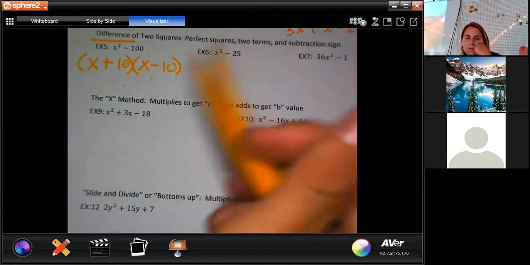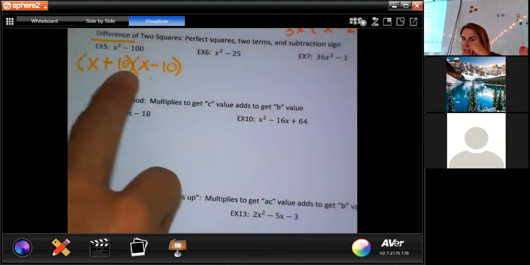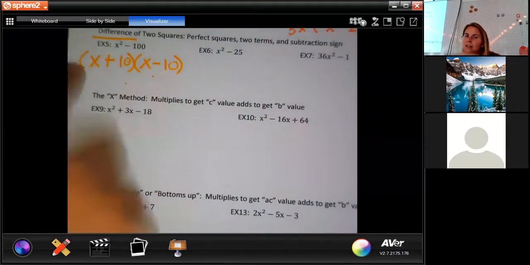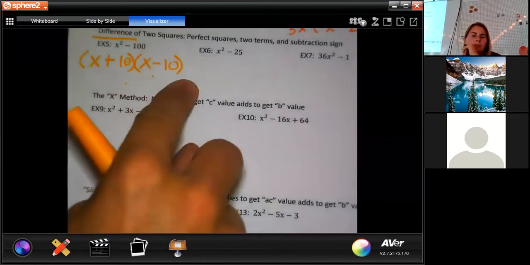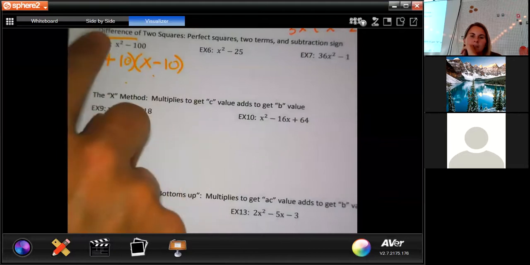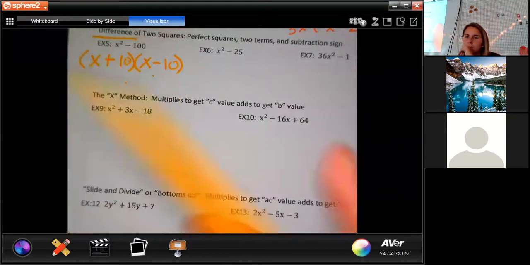And then what will happen if you FOIL this back out, your positive 10x and your negative 10x will end up canceling each other. And so you'll just have the first and the last terms. So x times x, which is x squared, 10 times 10, which is 100.